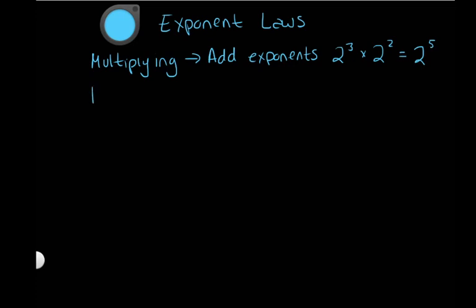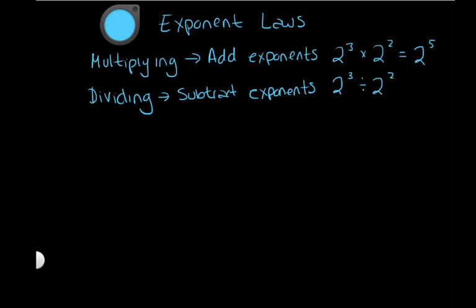Now when we're dividing, we have to subtract exponents. For example, if I have 2 to the power of 3 divided by 2 to the power of 2, I'm going to subtract those exponents. So 3 minus 2 is 1, so my answer is 2 to the power of 1, or we can just write 2. We don't usually write the exponent 1 because it's kind of redundant.